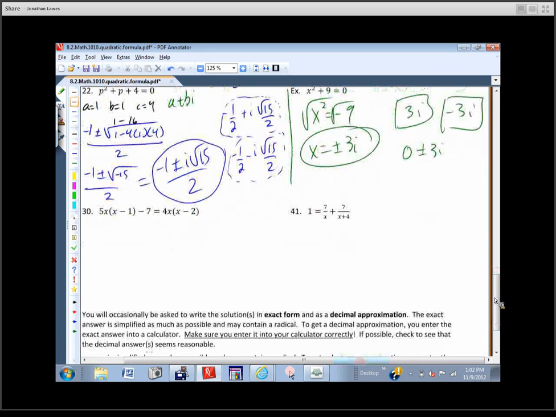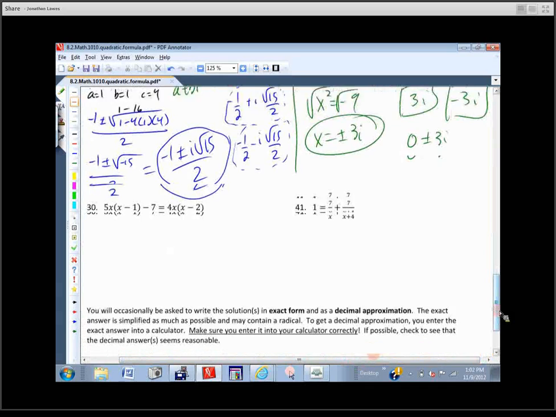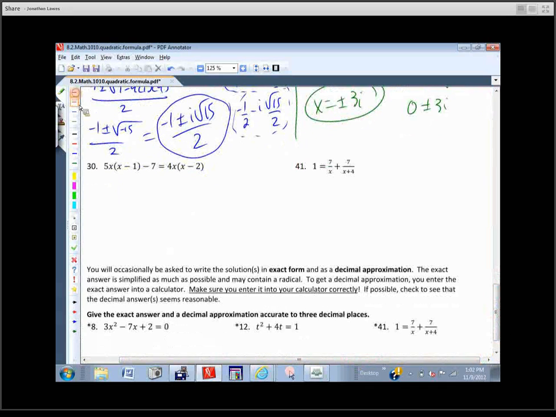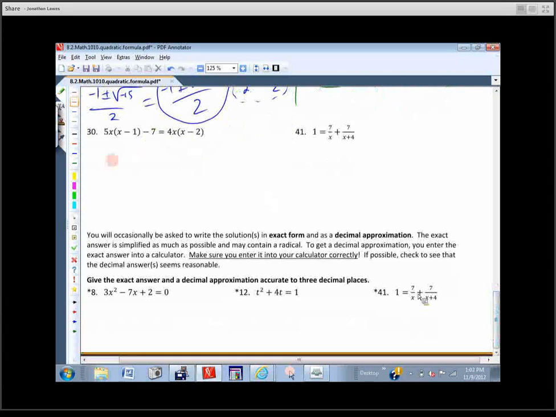Any questions there? Okay, let's look at the last two because you do have some problems that are set up like this. This is a little on the ugly side. The big problem here is we don't even see any squares yet. So we're going to distribute through: 5x squared minus 5x minus 7. There's a quadratic right there. But look on the other side. This is 4x squared minus 8x. This is a quadratic. So you can solve it by any of those techniques we talked about.